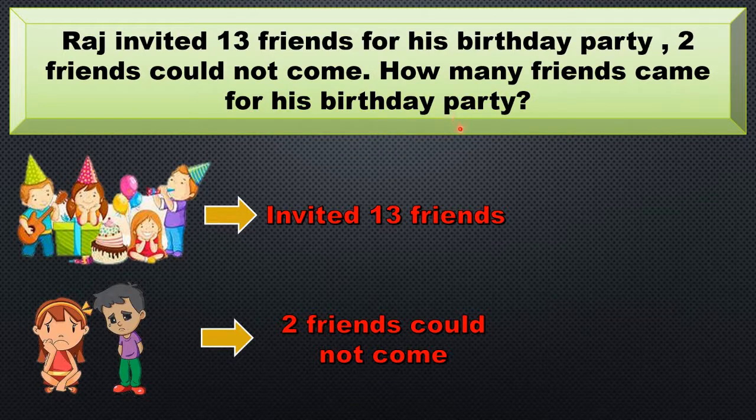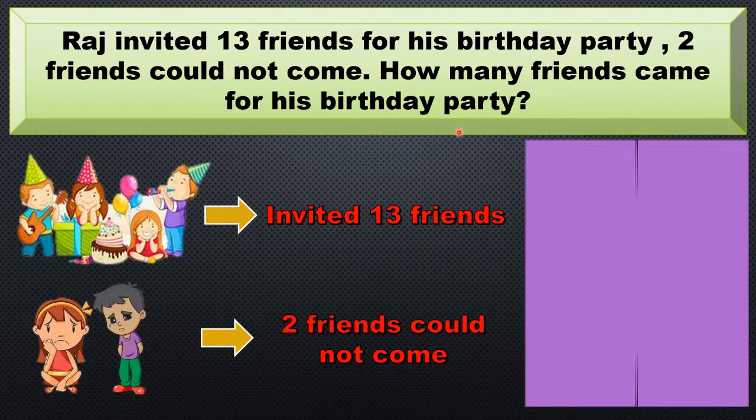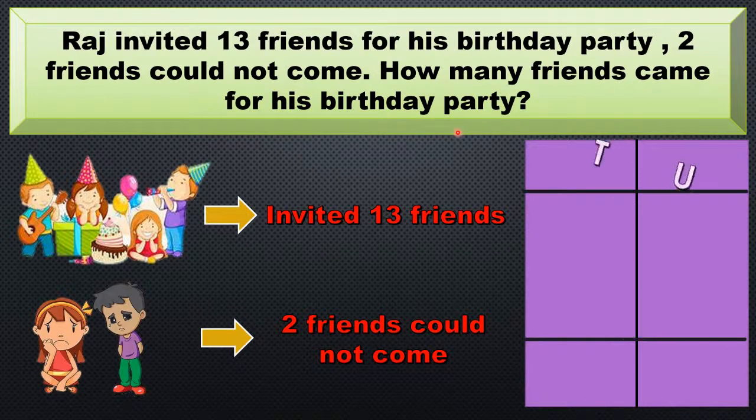Let's see. First, draw the lines, units and tens, then write the sum. First 13 friends and then we subtract 2. So, first we will see the units place. 3 subtract 2 is equal to 1. Now, come to the tens place. Here only one number is given and here nothing. So, 1 subtract 0 is equal to 1. Now, how many friends came to his birthday party? 11.